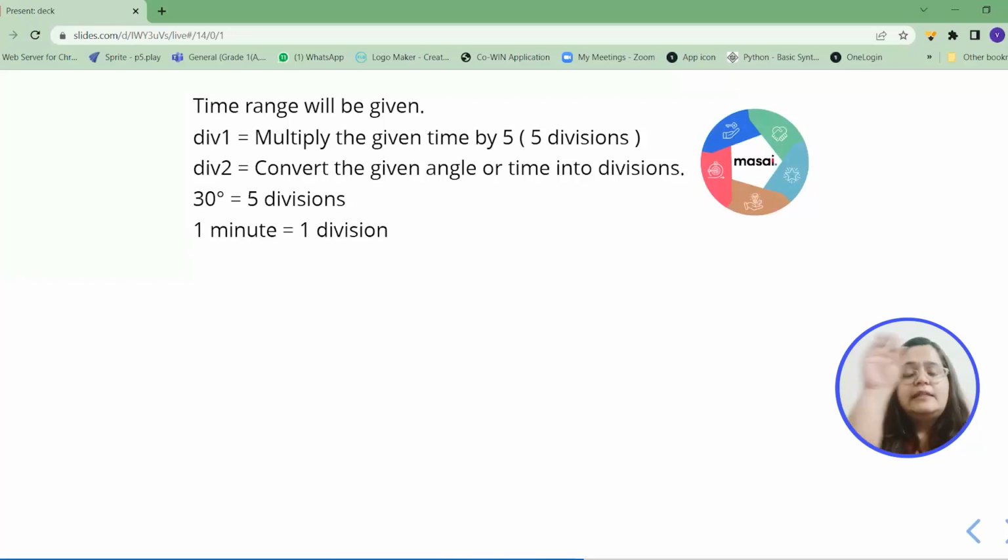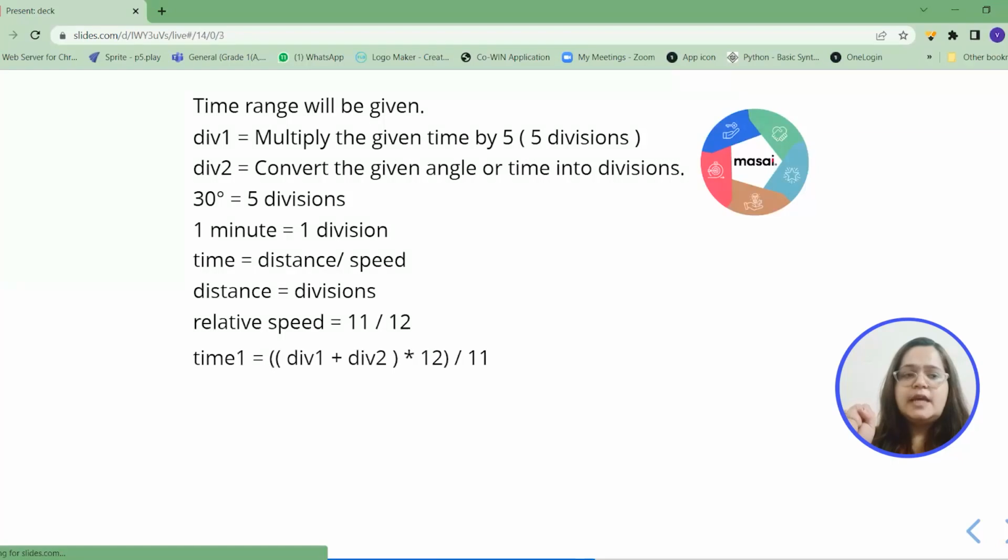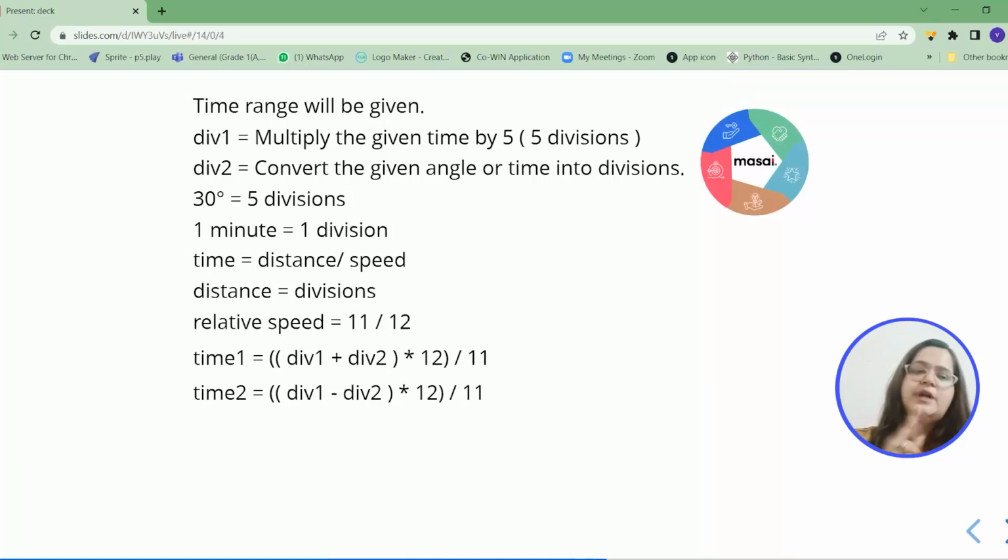Now we know in the entire day, like if you talk about an angle of 30 degree, it coincides 2 times in 1 hour. So you have to calculate time 1 and time 2 using the simple formula, that is time equals to distance upon speed. Speed, we have to take a relative speed here. We have already learned how to calculate the relative speed, that is 11 by 12. Taking that 11 by 12, distance we know, divisions. For time 1, we have to add the divisions and then multiply that by 12 divided by 11. For time 2, we have to subtract the divisions and multiply by 12 divided by 11.